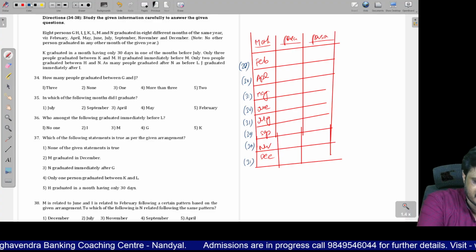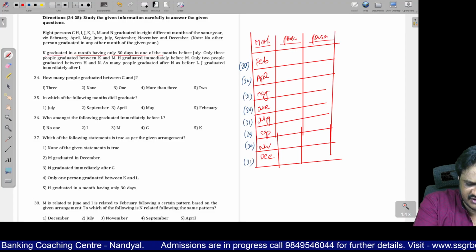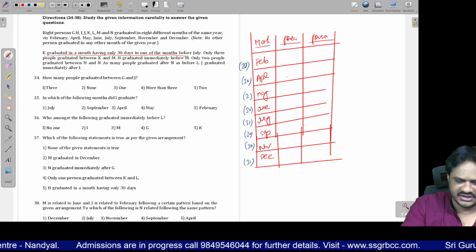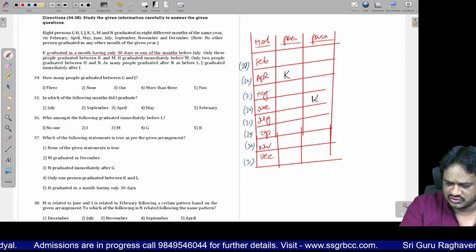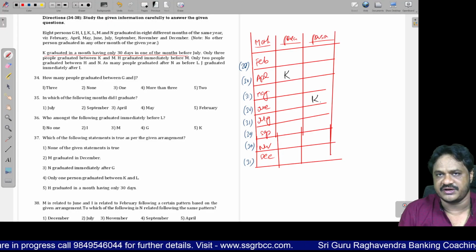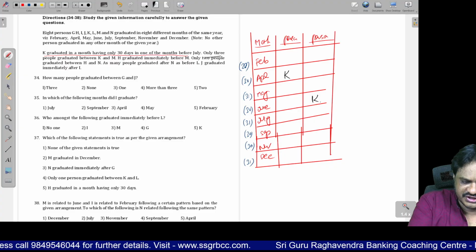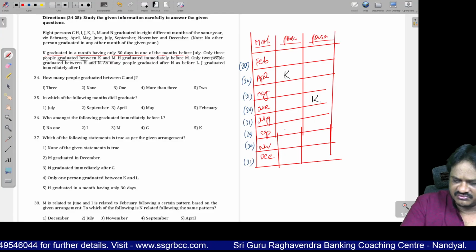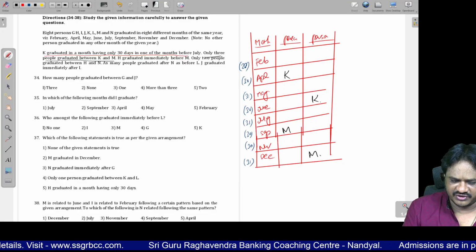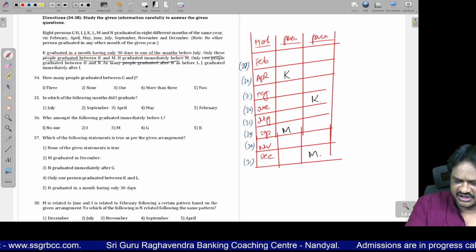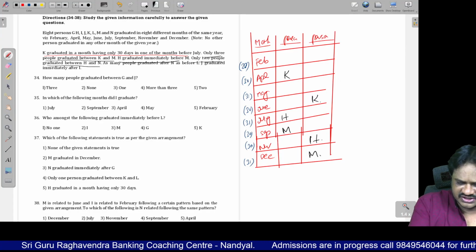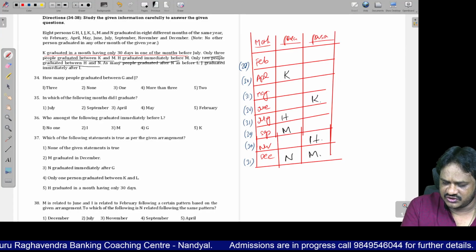Now let us start the puzzle. K graduated in the month having only 30 days but before July. Before July 30 days means it can be either April or June. Before July there are only 2 months which is having 30 days. One is April, one is June. Only 3 people are there between K and M. Between K and M there are 3 people. So after K only we can write. H is graduated immediately before M. Only 2 people are there in between H and N. Between H and N there are 2 people.